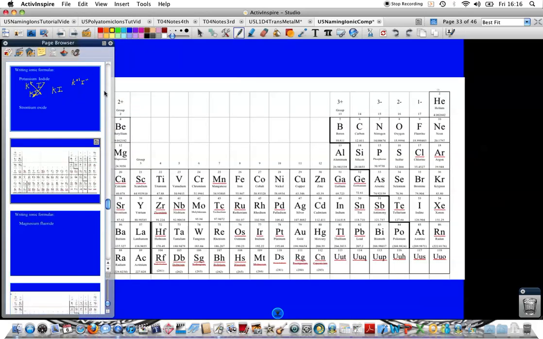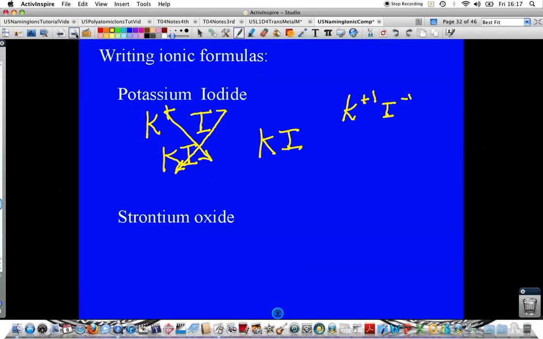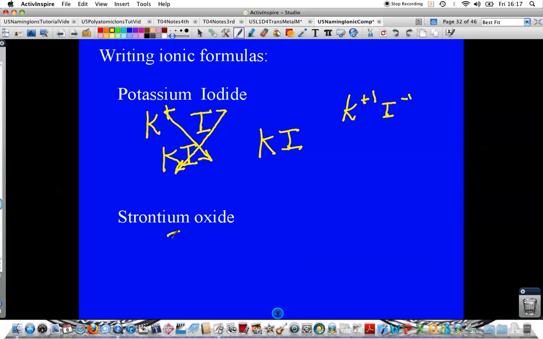That's like the next compound, strontium oxide. Strontium is in group 2, right here. So it has a +2 charge. And oxygen, oxide, is in group 16. It has a -2 charge. And so we have Sr with a +2 and oxygen with a -2.